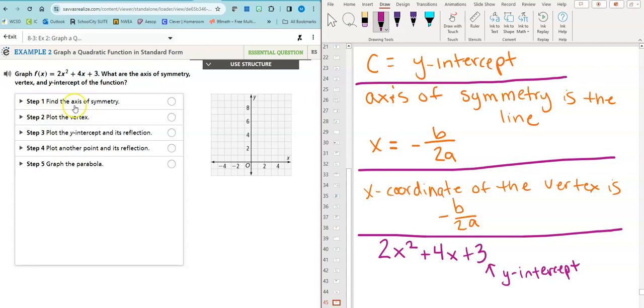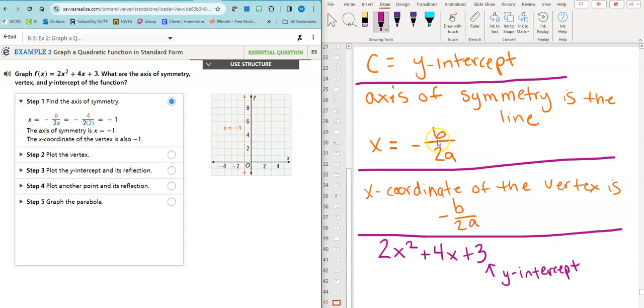Then the first step you need to worry about is finding the axis of symmetry. That's the first thing you do, because if you can find your axis of symmetry, then we can start plotting our vertex and plotting our points on the right and left. The way we're going to do that is right here. The axis of symmetry is negative b over 2a.